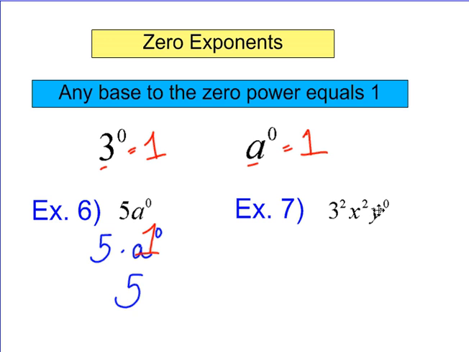Looking at it one more time, here we have 3 squared x squared y to the 0 power. We're going to simplify this. We know that 3 squared is 9. The x squared, nothing happens to it, times y to the 0, which is really 1. 1 times 9, it stays 9. So this is as simple as it gets.